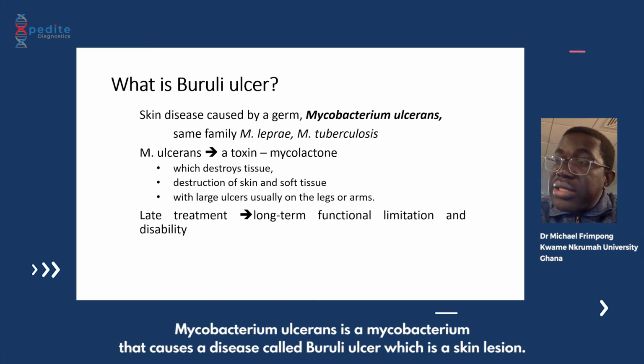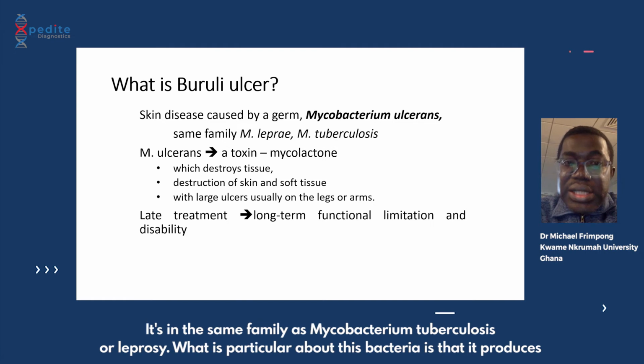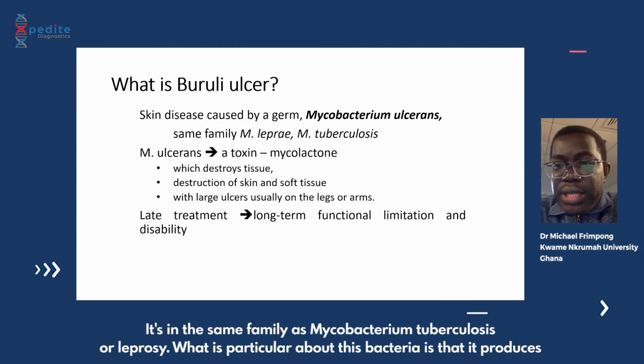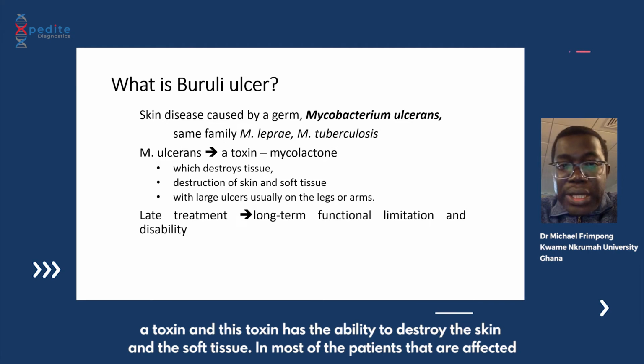So this is a mycobacteria that causes a disease called Buruli ulcer, which is a skin lesion. And it's in the same family as Mycobacterium tuberculosis or leprosy. But what is peculiar about this bacteria is that it produces a toxin. And this toxin has the ability to destroy the skin and the soft tissues.